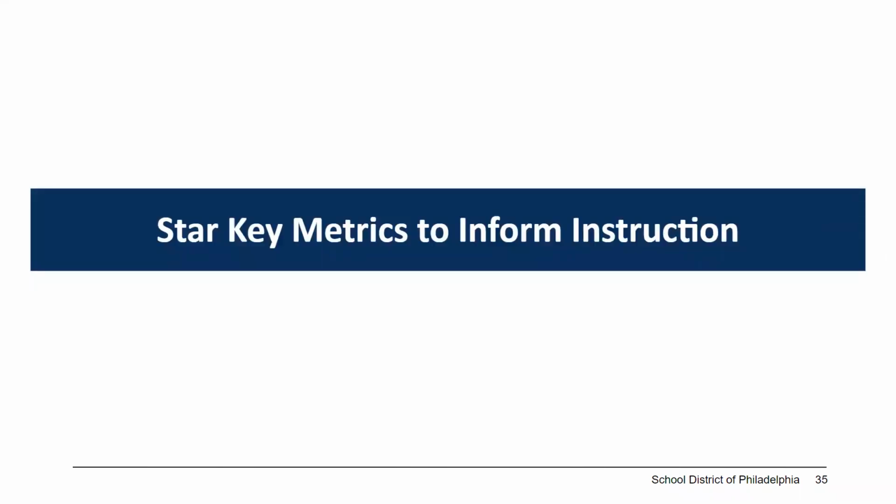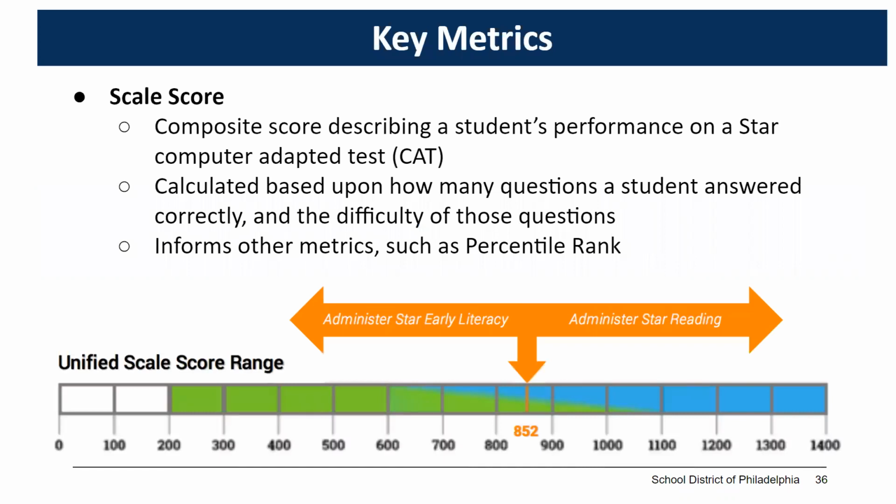In this section of the presentation, we're going to review some key STAR metrics that support with informing instruction. The first metric is the scale score. This is the most foundational score the CATs provide and is the basis for other metrics. It is calculated based on the number of questions answered correctly, as well as the difficulty of those questions.